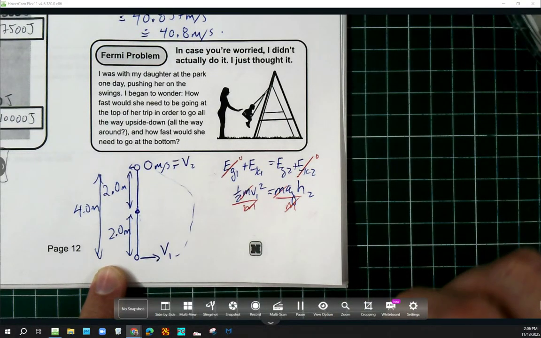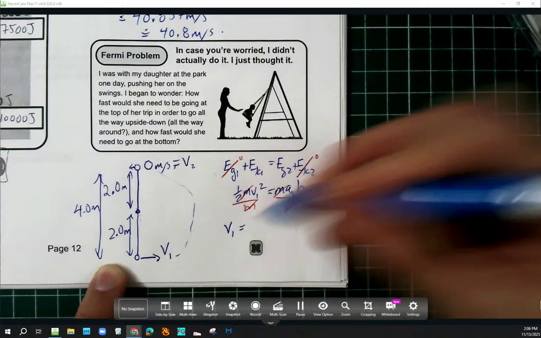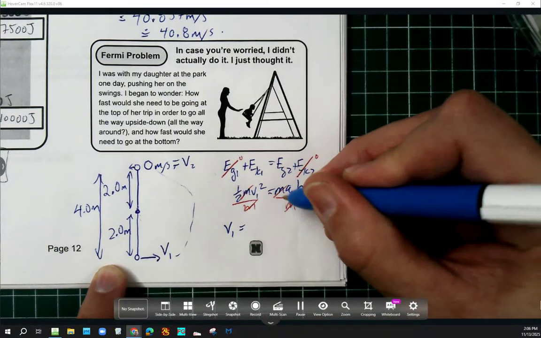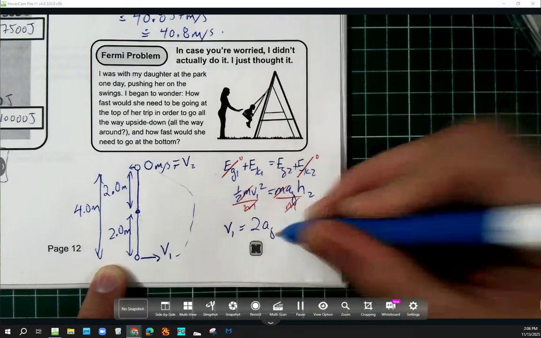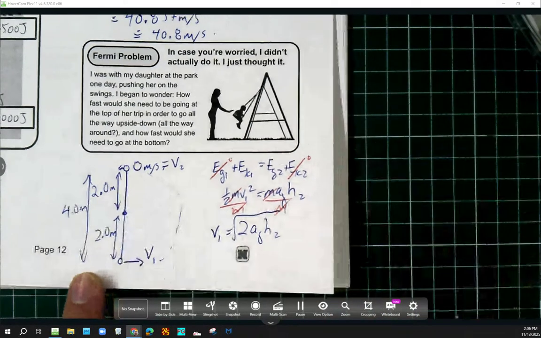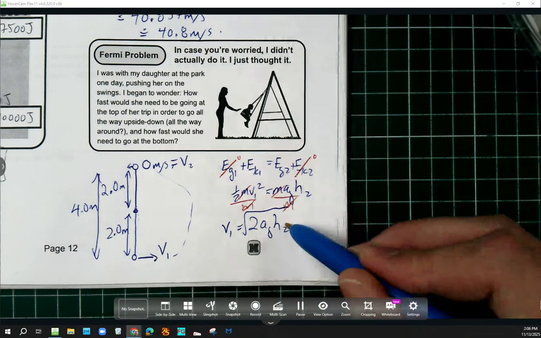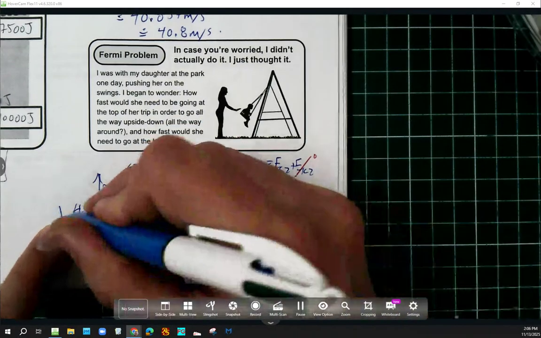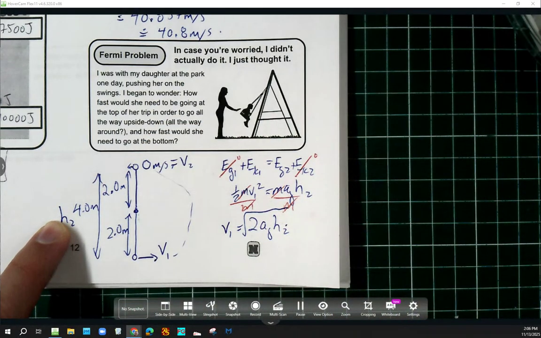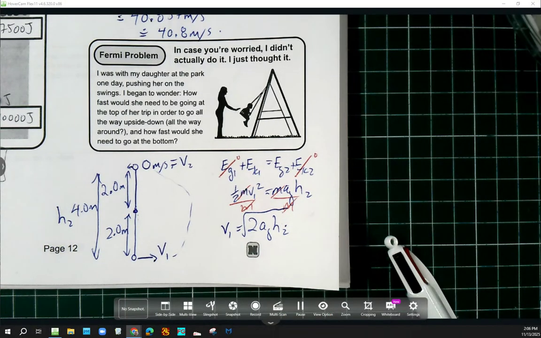So if I wanted to know how fast the kid has got to go at the bottom, it would be v1 equals, take the 2 from the 1/2 over to get 2 g h2, square root both sides, and I could figure out how fast they would have to go, where this h2 value would actually be twice the length of the support rope for the swing. Anyway, this is just a few for-fun problems, thinking things through, not exactly homework, but some brain scratchers, and I hope that helps.